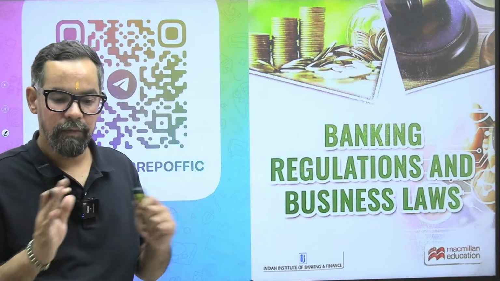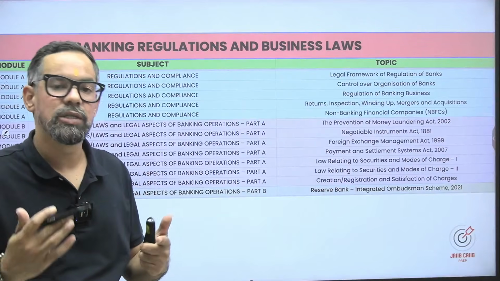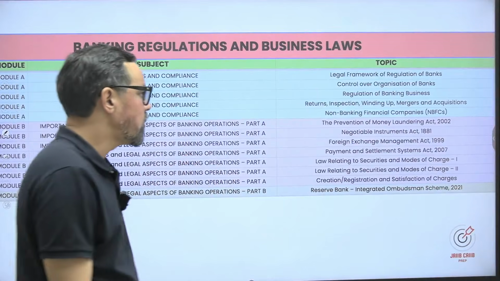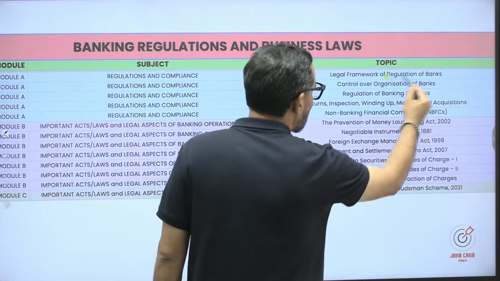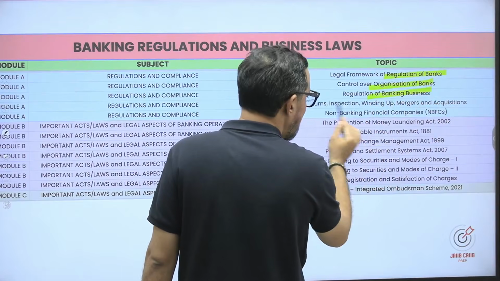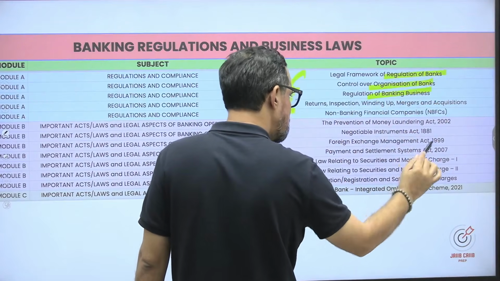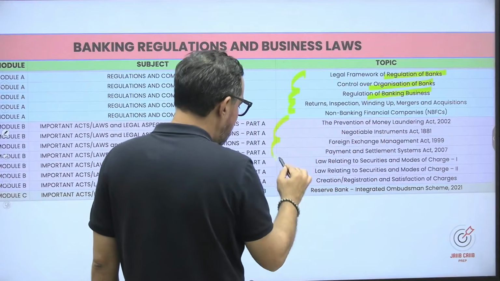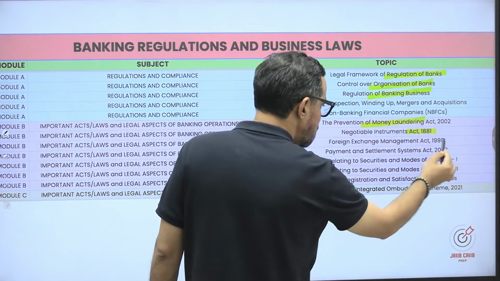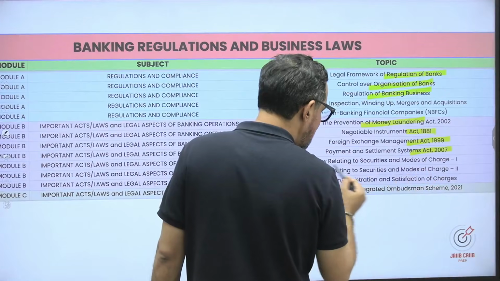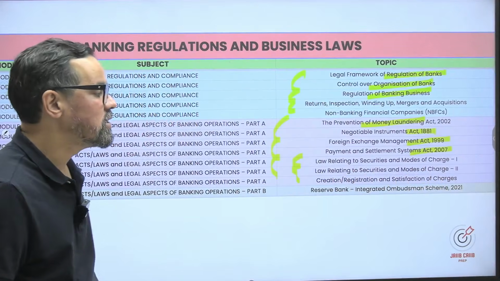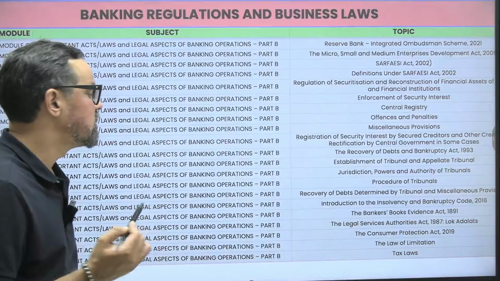BRBL, very vast syllabus, right? There are a lot of units, right? And each and every act related to banking and finance is part of this one. Module A, which is legal framework in banking, regulation of bank, control over bank, banking business, inspection, winding up, merger acquisition of bank, NBFCs. Module B, which is Prevention of Money Laundering Act, Negotiable Instrument, FEMA, PSS. Then we have law relating to securities and mode of charge, creation, registration, and satisfaction of charge. That generally comes under this one.